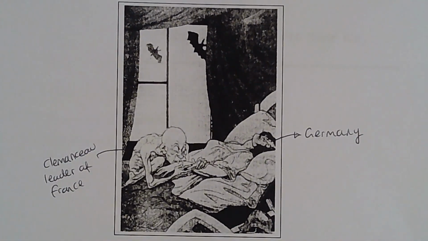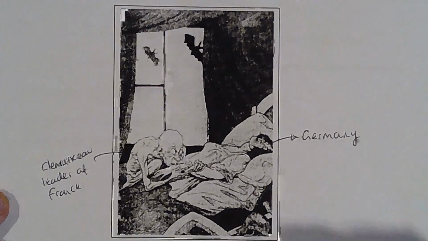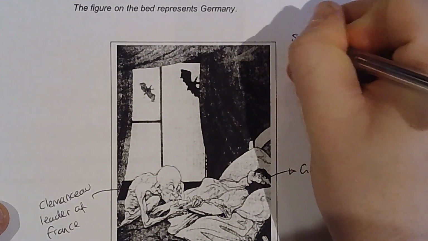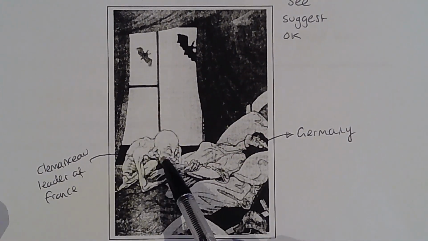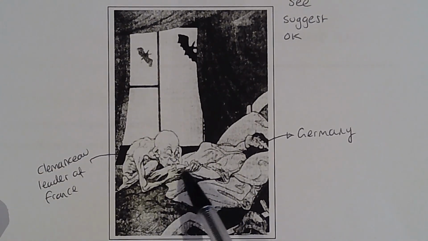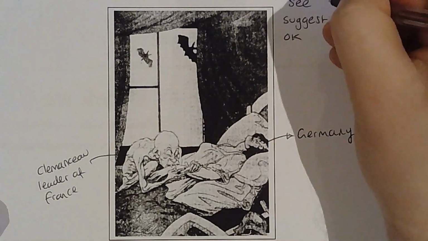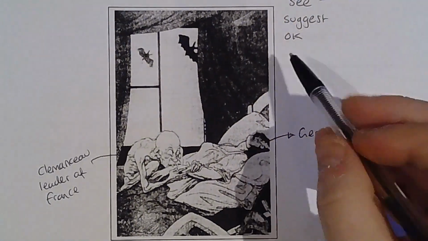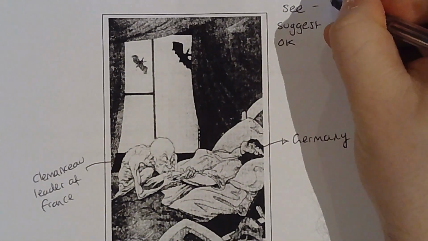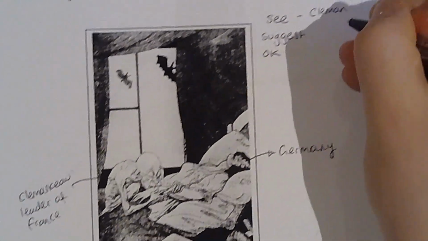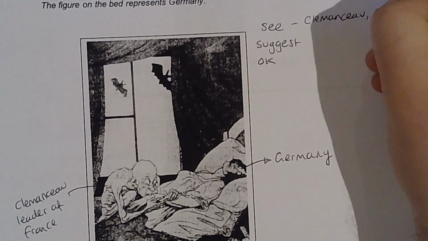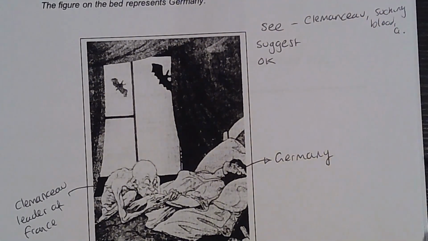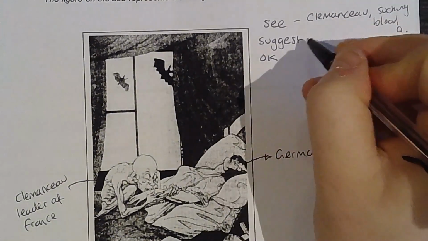So before I move on to source C, I now need to analyse. And remember, for a source question, we use the C, suggest, own knowledge. And if I can see Clemenceau, basically, what he's doing here is he is sucking the blood out of Germany. So Clemenceau, I'm just going to write some notes. And this is exactly what you should do. Sucking blood from Germany. Okay. So what does that suggest?